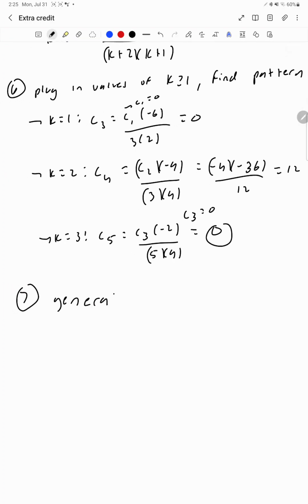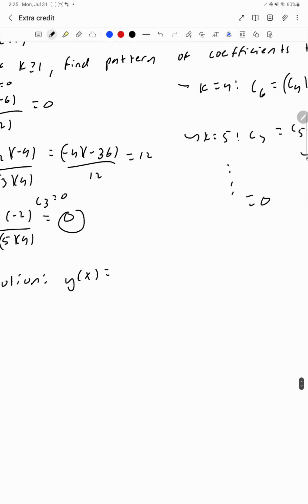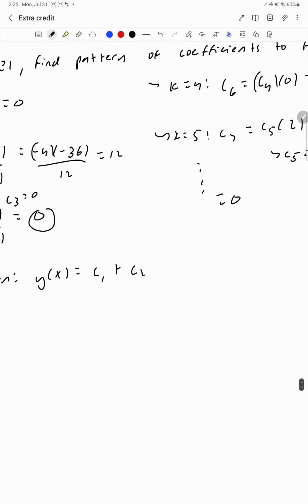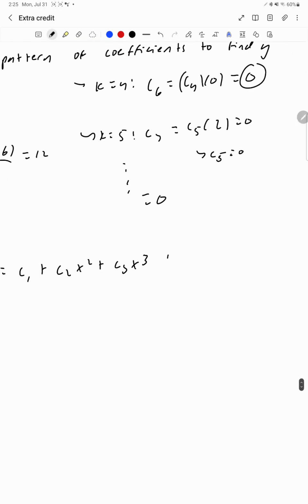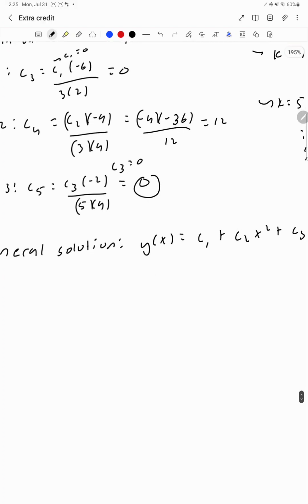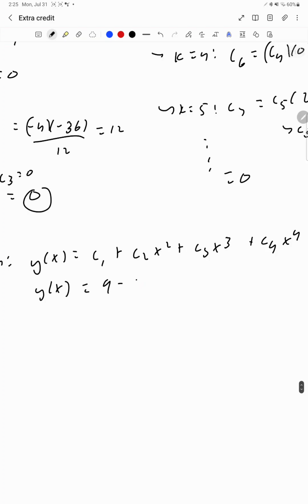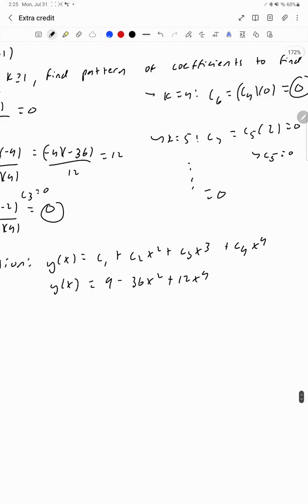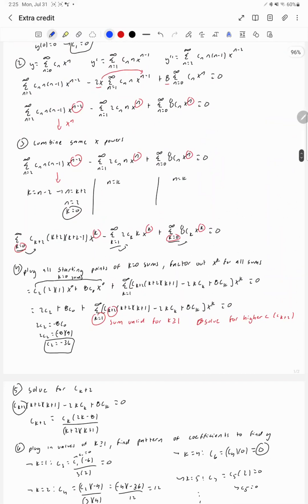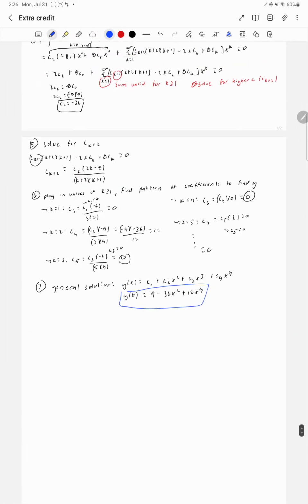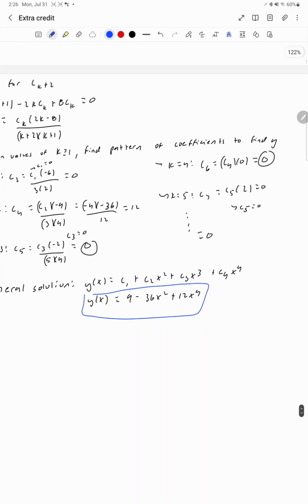So our general solution is going to be y of x equals c naught plus c2 x squared plus c3 x cubed plus c4 x to the fourth. And if we plug in all the coefficients we found, we have 9 minus 36x squared plus 12x to the fourth. I got a little bit confused in the middle, but hopefully that all makes sense. And yeah, sorry if it was a bit messy.